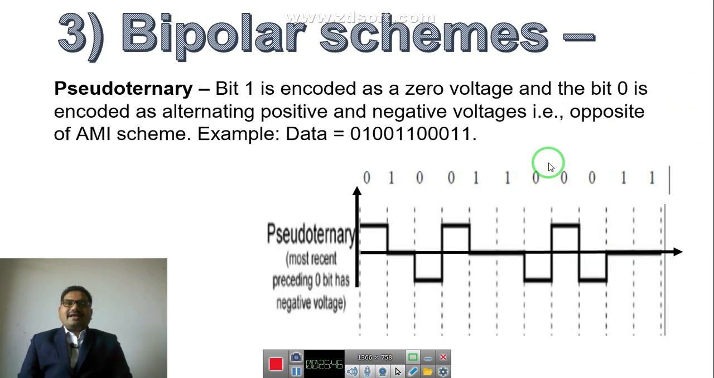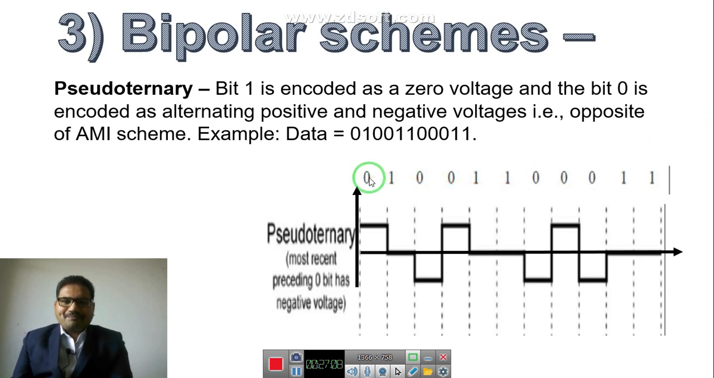Now, the next type of bipolar scheme is called pseudo-ternary. In pseudo-ternary, bit 1 is encoded as 0 voltage and the 0 bit is encoded as alternating positive and negative voltage, exactly opposite to the AMI. So if it is bit 0, then there is an alternating positive and negative voltage. But if it is bit 1, then it is encoded as 0 voltage.